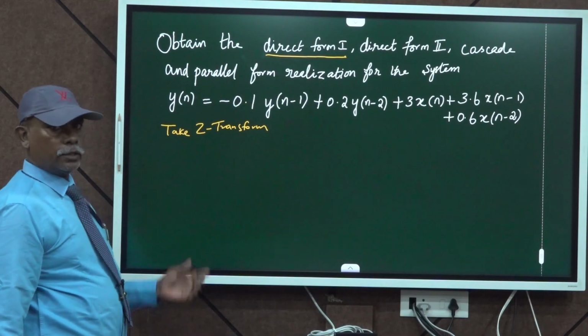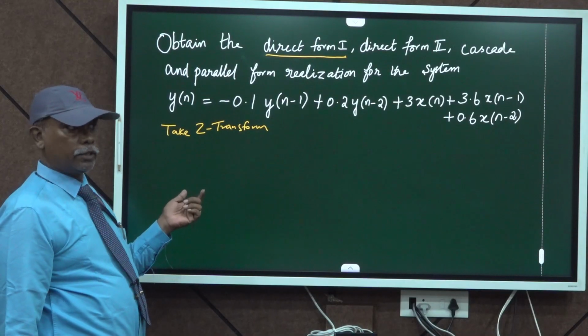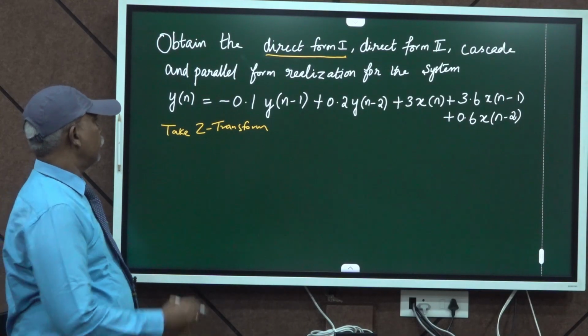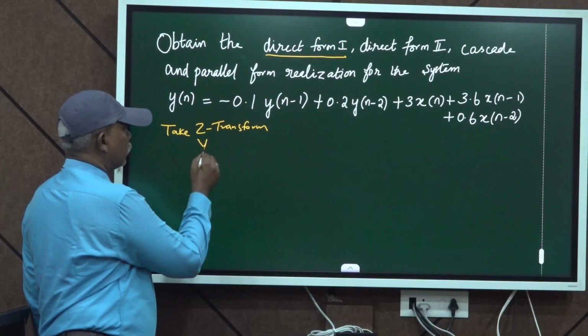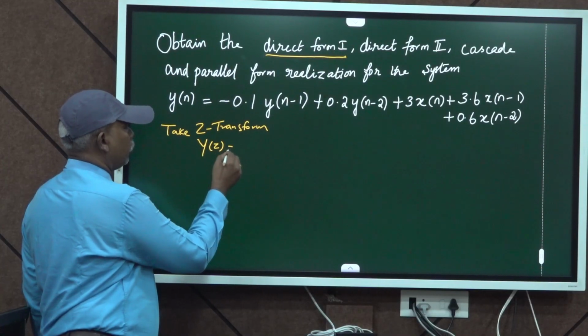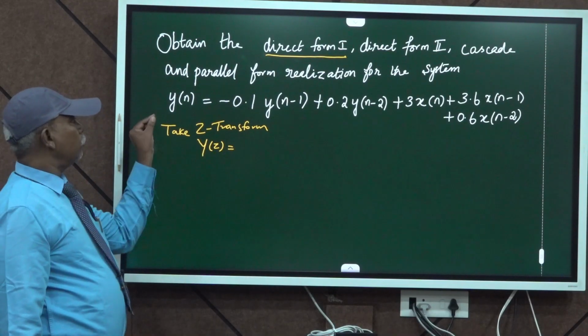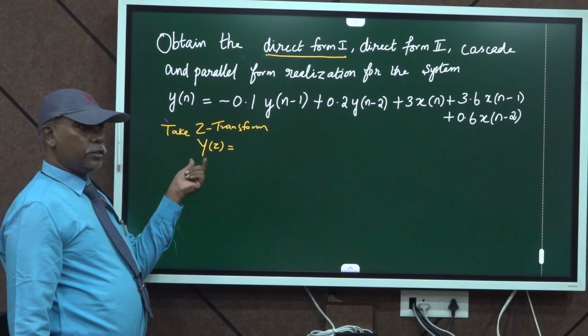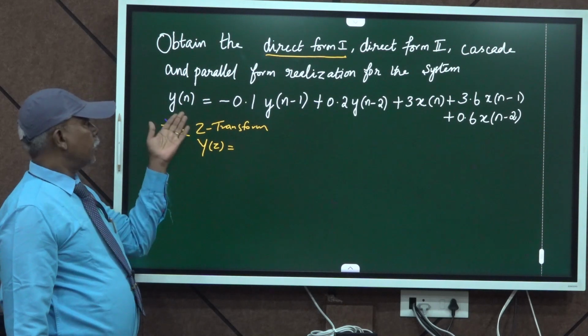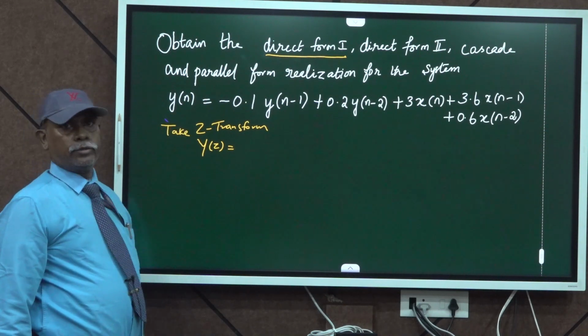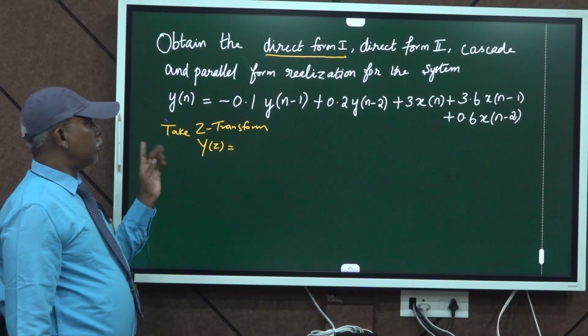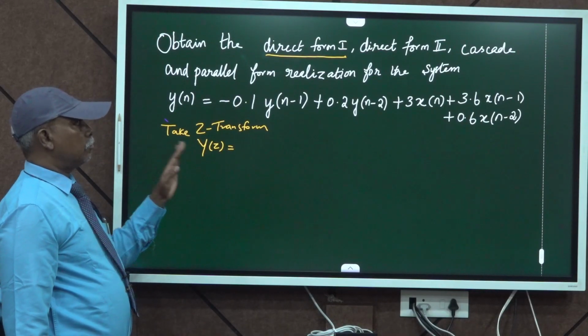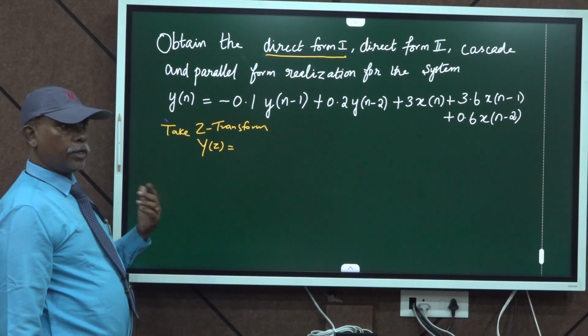So you take the Z transform on the above given equation, then y of n is converted into capital Y of Z. Dear students, small y means it is in the time domain, capital Y means it is in the frequency domain. So n is the time domain, Z is the frequency domain. So you represent things very correctly. Small letter and capital letter have different interpretations.